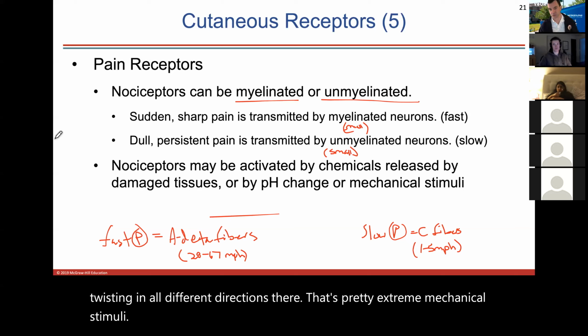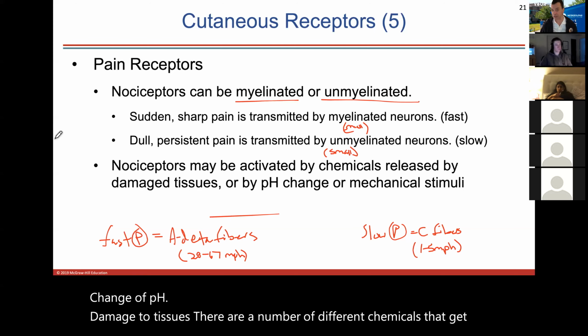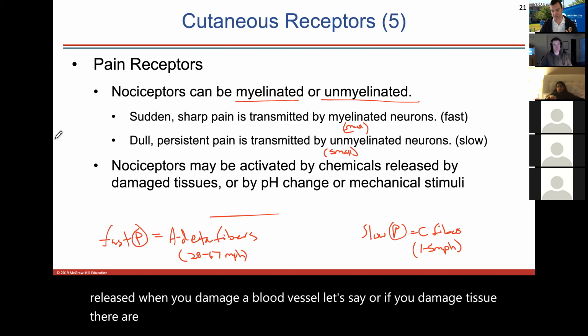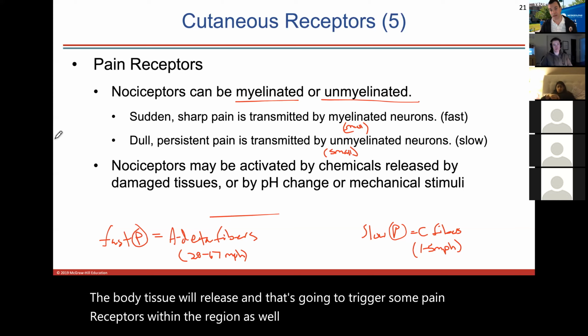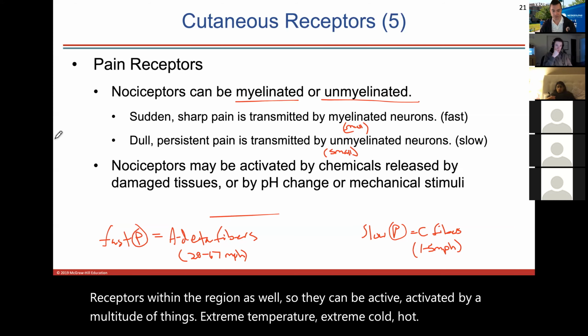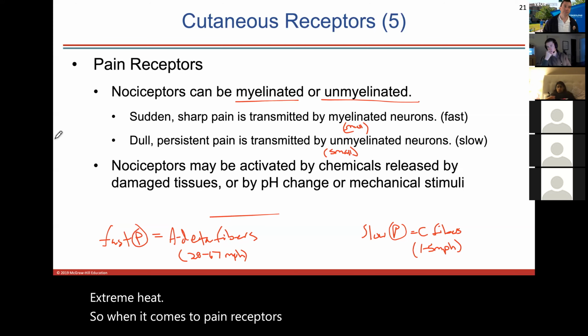Change of pH, damage to tissues. There are a number of different chemicals that get released when you damage a blood vessel, let's say, or if you damage tissue. There are a number of different chemicals that the body tissue will release, and that's going to trigger some pain receptors within the region as well. So they can be activated by a multitude of things: extreme temperature, extreme cold, extreme heat. Okay.